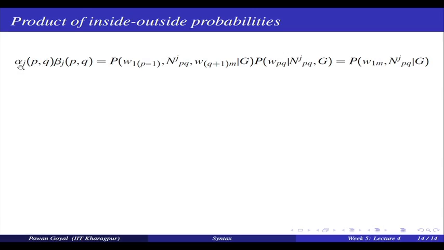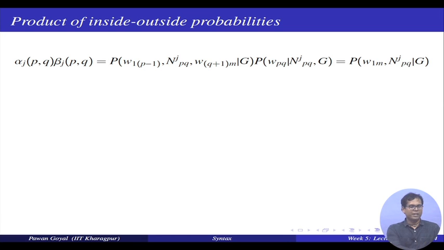Let us quickly see what I get if I multiply alpha j p q with beta j p q. Alpha j p q is nothing but the probability of w1 to wp minus 1, n j p q, and wq plus 1 to m given my grammar, and beta j p q is the probability of wpq given n j p q in the grammar. So, if we multiply both of these, you will see that wpq can come here and n j p q is also retained, because here I need n j p q to be given, that is already given to me before. So, this is the multiplication.